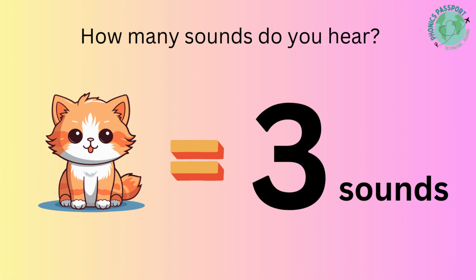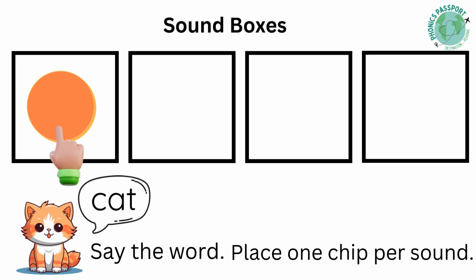Let's talk about how to segment words. Segmenting is when we break a word down into sounds, also known as phonemes. When working with your child, pronounce a target word slowly, stretching it out by sound. For example, let's take the word cat. The sounds are k, a, t. How many sounds do you hear? 3 sounds. Now, let's put 1 chip in each sound box to represent the sounds.